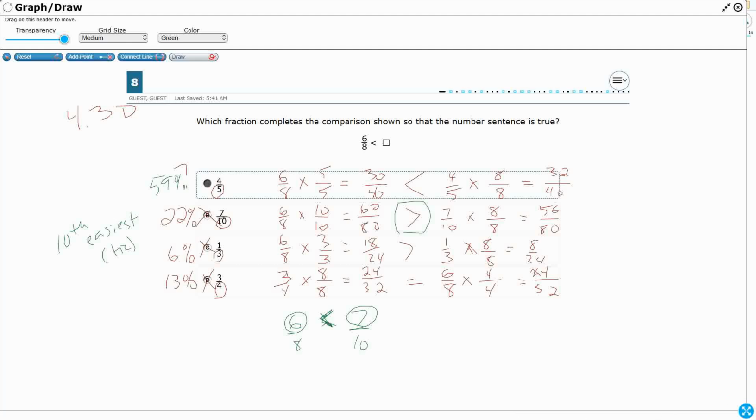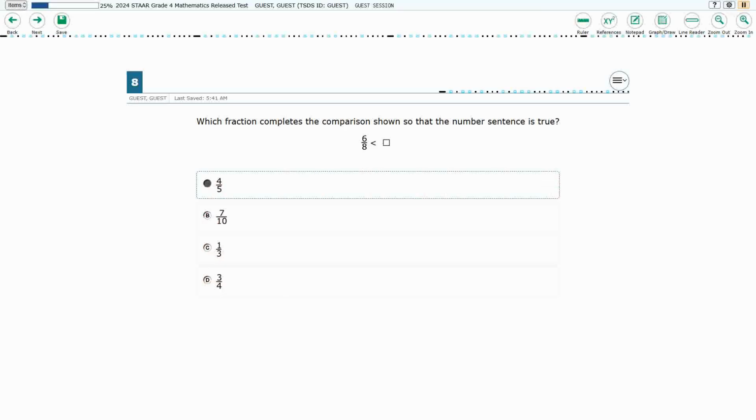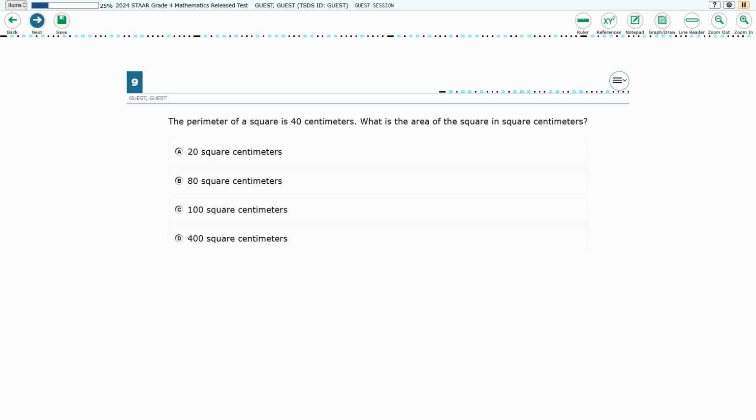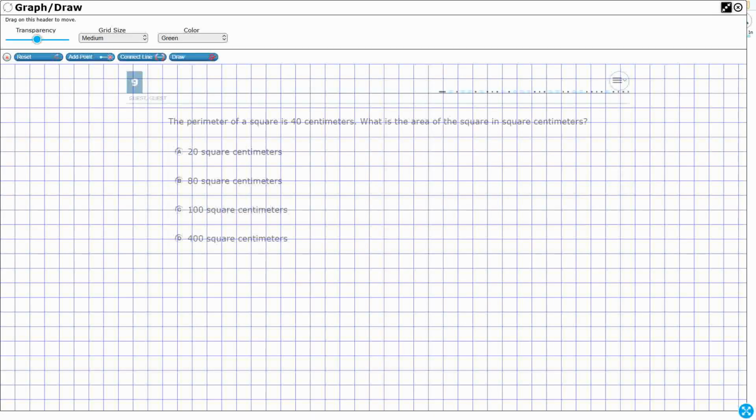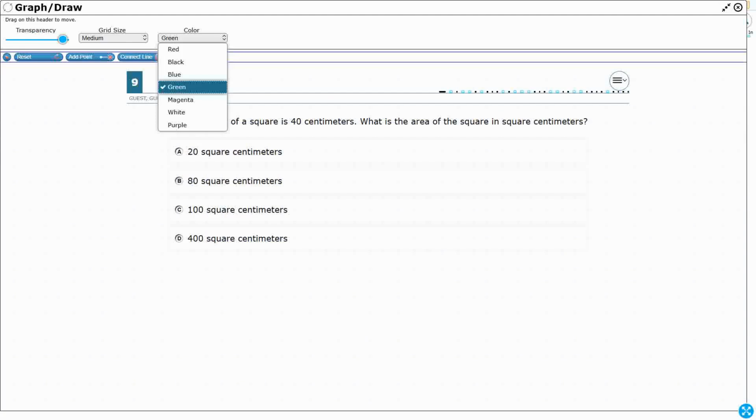And so looking at our next item, number 9, we are looking at area and perimeter. And this is 4.5D.